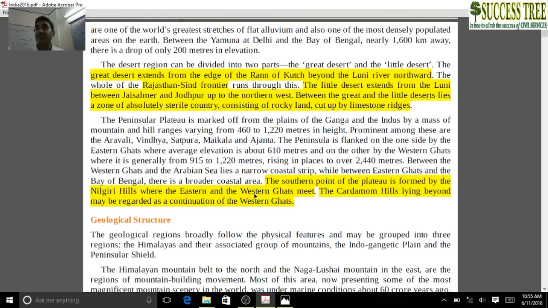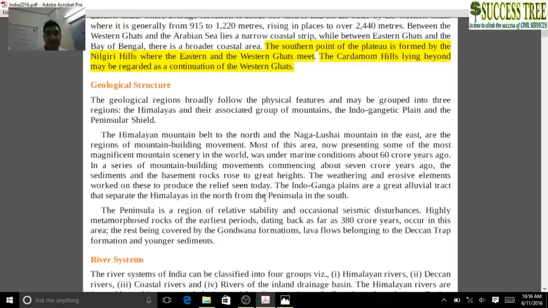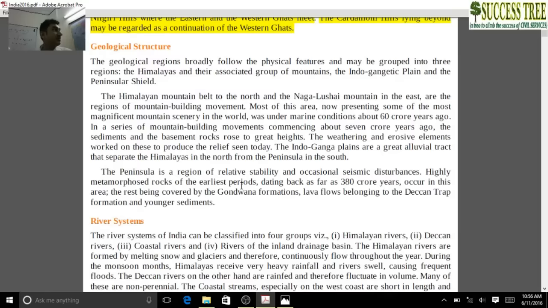What about Western Ghats? Western Ghats still extend below it. That is Annamalai Hills, Cardamom Hills. They are the southward extension of Western Ghats. So you need to read how the geological structure, how this plateau region formed, Gondwanaland. Out of this, lava came out, basalt rocks. These are formed of Deccan Trap.